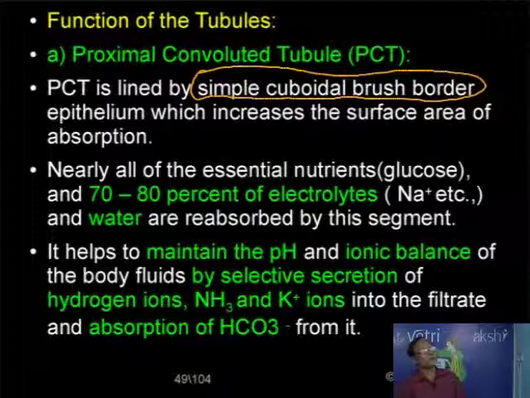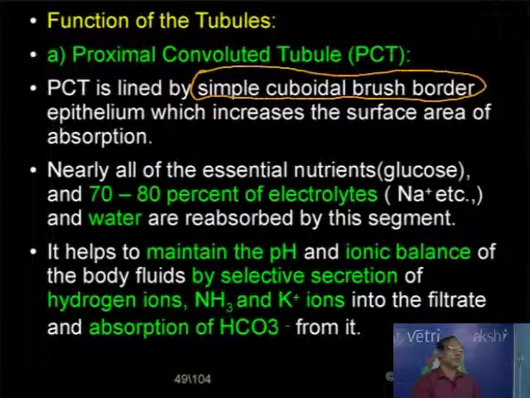So what is its role? It helps to maintain the pH, as in the case of the previous one. Almost all are responsible for maintaining the ionic balance and pH of the blood. So it helps to maintain the pH and ionic balance of the body fluids. How? By selective secretion of what I mentioned earlier, the hydrogen ions, potassium ions, and ammonia into the filtrate, and promoting the absorption of sodium in the form of sodium bicarbonate and also in the form of sodium chloride.